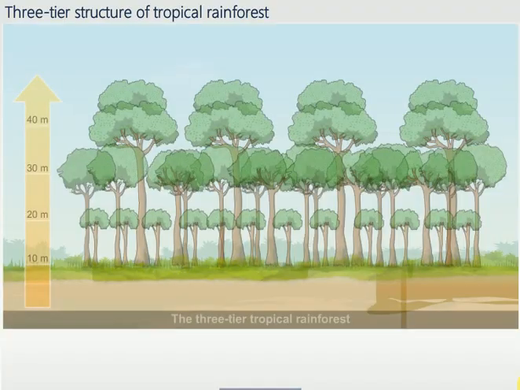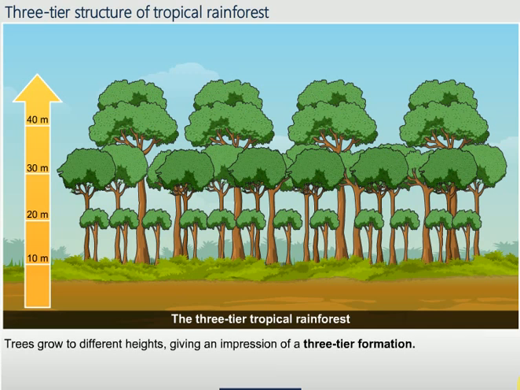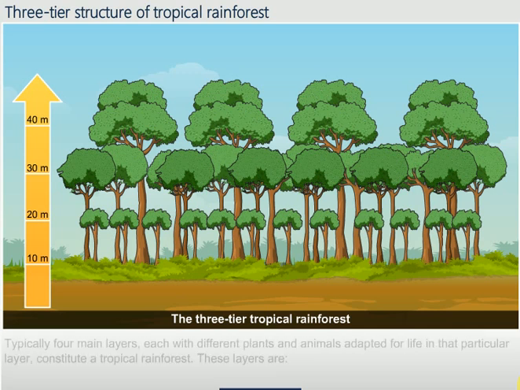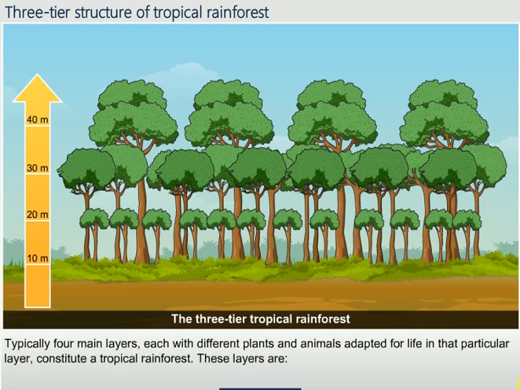Trees grow to different heights, giving an impression of a three-tier formation. Typically, 4 main layers, each with different plants and animals adapted for life in that particular layer, constitute a tropical rainforest. These layers are forest floor, understory layer, canopy layer, emergent layer.